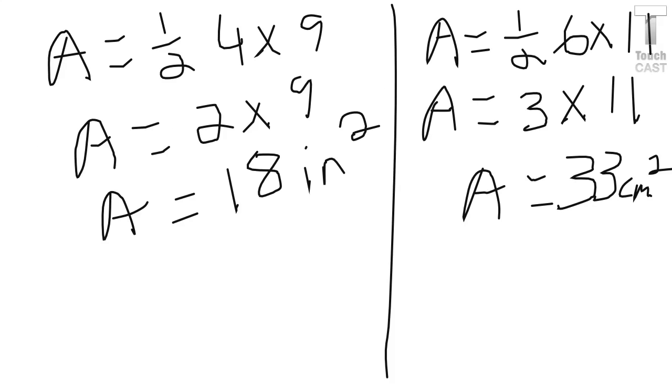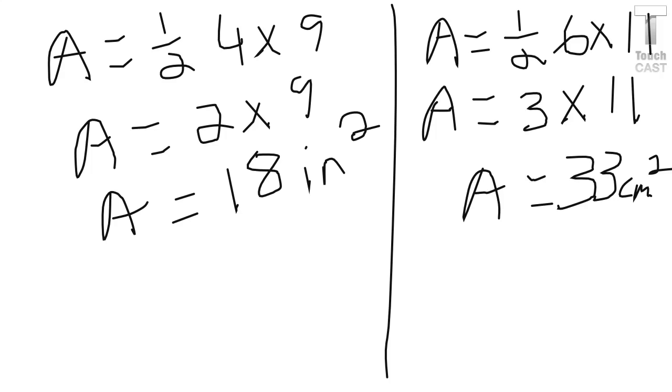Alright, you're back with us, and our first triangle had a height of 4 and a base of 9. So you're going to multiply 1/2 times 4 times 9. 1/2 of 4 is 2. 2 times 9 is 18, and we have to bring down our inches squared. Now you could go 4 times 9 is 36 and multiply that by 1/2, and that also gives you 18. So either way you did it is fine.